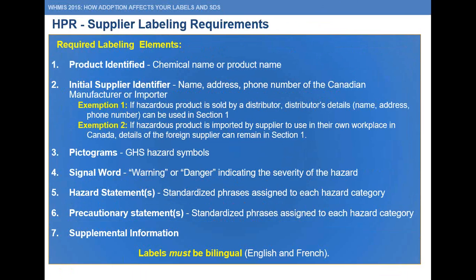Pictograms, GHS hazard symbols. So you can see there's an example of the alignment. Signal word, warning or danger, will be indicating the severity of the hazard. Hazard statements, there would be standardized phrases assigned to each category. Precautionary statements, standardized phrases assigned to each hazard category. And then supplemental information. Again, labels must be bilingual.